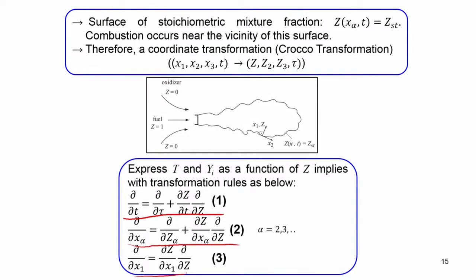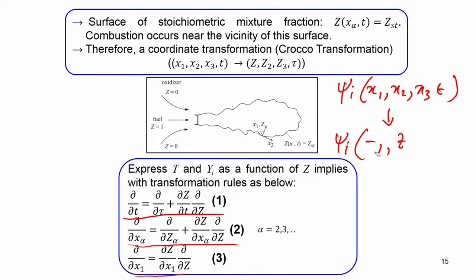So essentially what you want to do is that xi_i is written in terms of x1, x2, x3 and t, and you want to transform it into xi_i, that is a reactive scalar, in terms of Z, z2, z3 and tau. We will show that the only variation that will be important is the variation along Z, and variation along z2 and z3 will not be important, because xi_i is also a flame property, also a reactive scalar, and xi_i will vary only perpendicular to the direction of the flame.